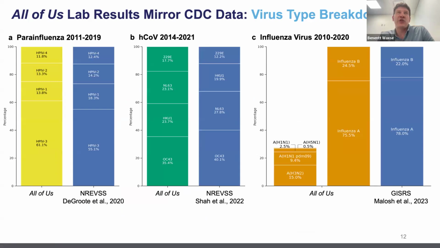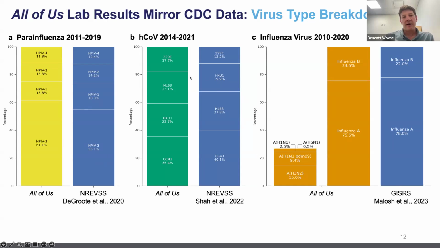Another way to look at this is to aggregate all the test results for a certain time period. So in 3 cases, we have in blue a published study from the CDC where they showed, over the time period labeled in A, B, and C, so for parainfluenza, for instance, 2011 to 2019, the breakdown of subtypes of parainfluenza. So there's 1, 2, 3, and 4 for parainfluenza. And when you compare All of Us, which will be a color that's not blue, to the CDC data, the overall breakdown of parainfluenza 3 versus parainfluenza 4, for instance, matches nicely.